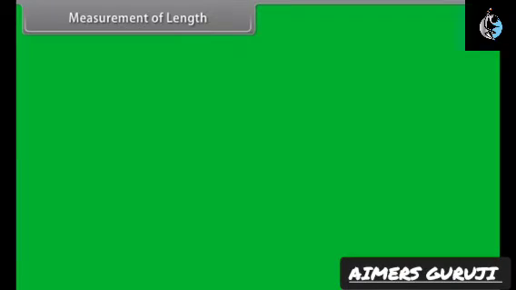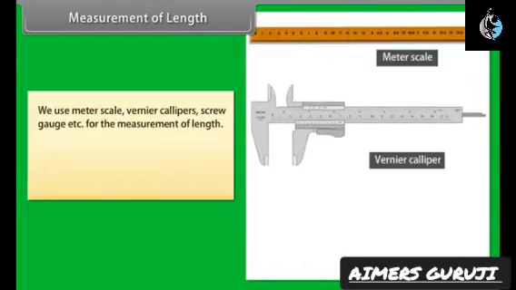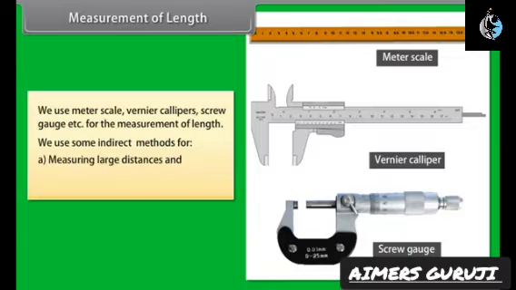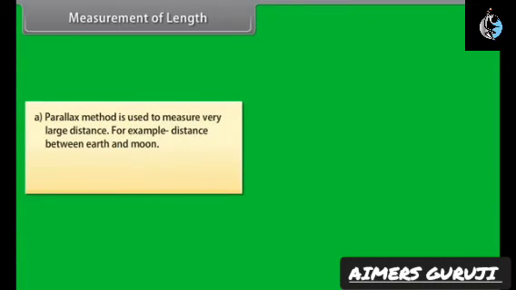Measurement of length. As you know, we use meter scale, vernier calipers, screw gauge, etc. for the measurement of length. We use some indirect methods for a. measuring large distances and b. measuring very small distances. A. Parallax method is used to measure very large distances, for example, distance between Earth and Moon.